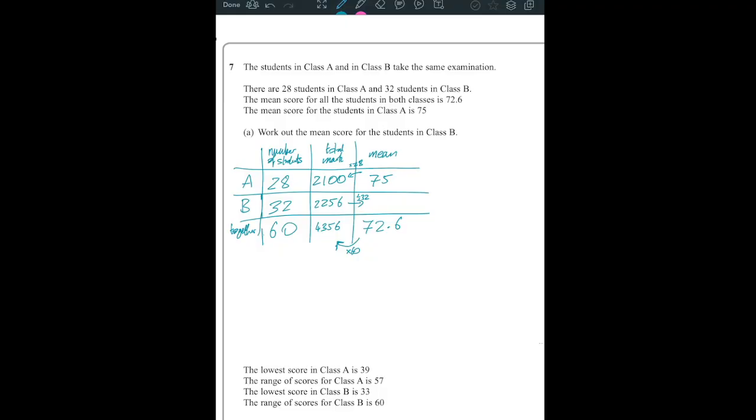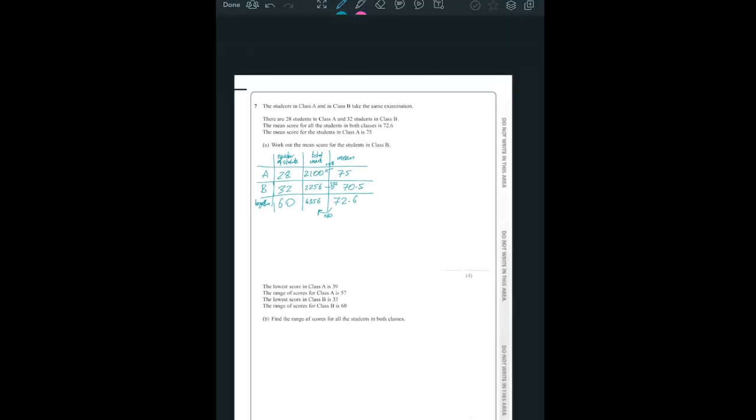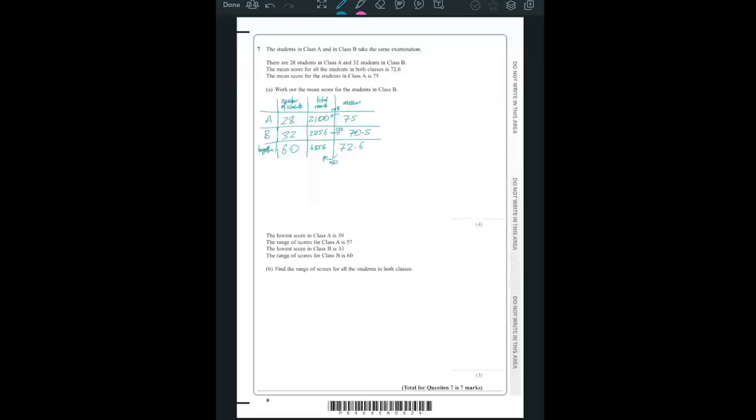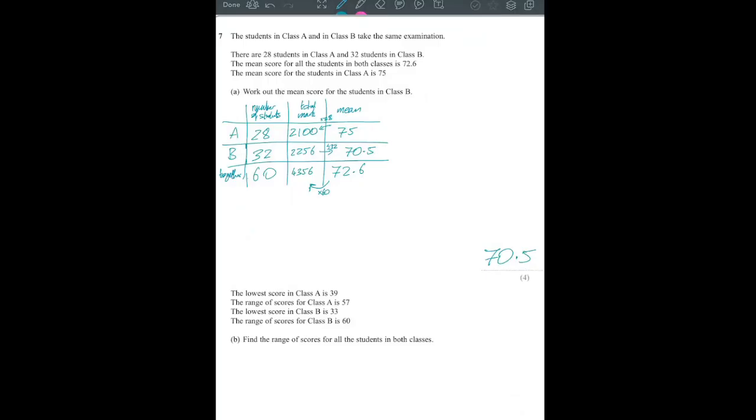Now going to the mean, we're now going our forward mean calculation. So we're dividing by 32, giving a mean of 70.5 for class B. Again, worth just thinking, does that seem reasonable? Yes, it appears class A did better than the average, so class B had to have done worse.